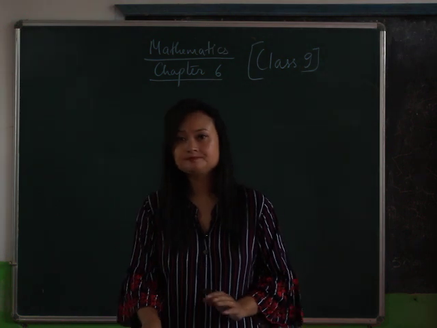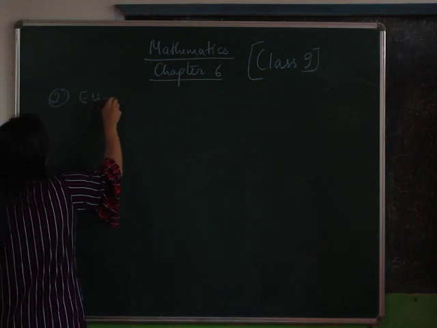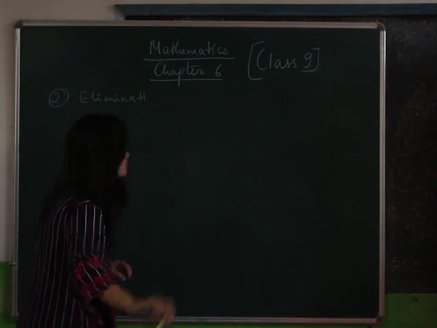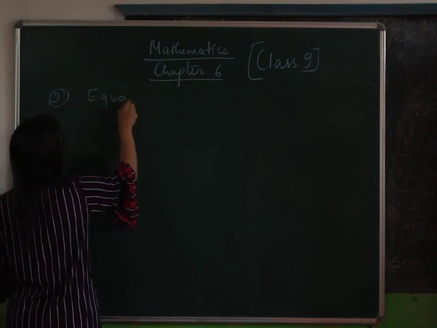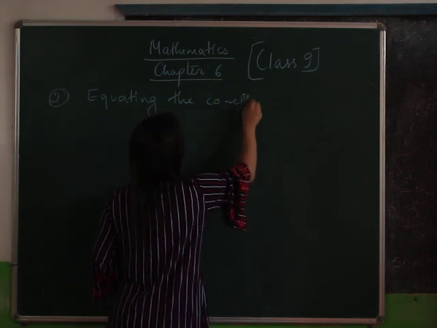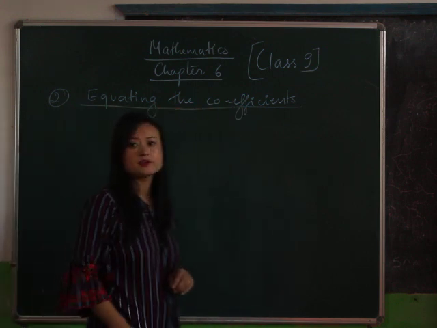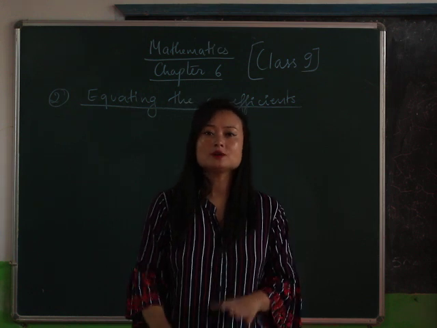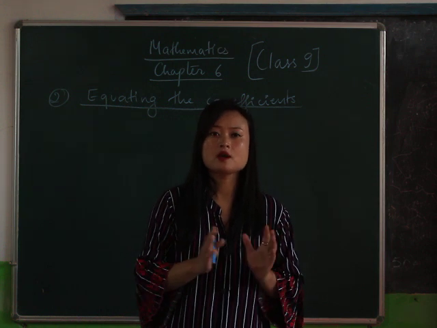Okay, so the second method that we're going to do is, straight away I'm going to write, equating coefficients. We're going to find the values of x and y by equating the coefficients. Now, what are coefficients? You've been doing this from the basics, isn't it? From class 7 itself, you know what coefficients mean. All the values which are related to the variables are called the coefficients of those variables.